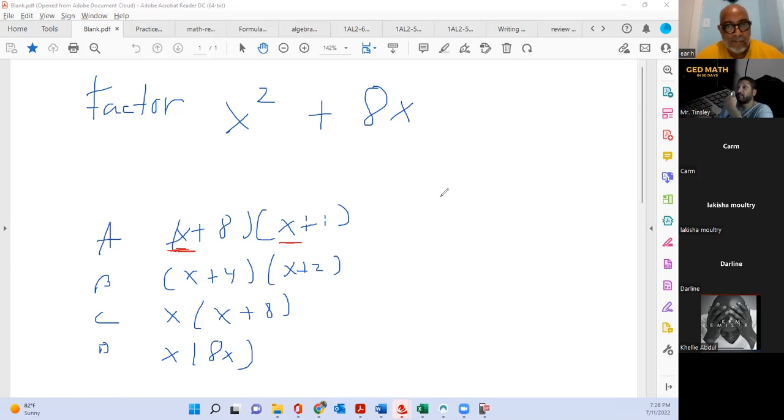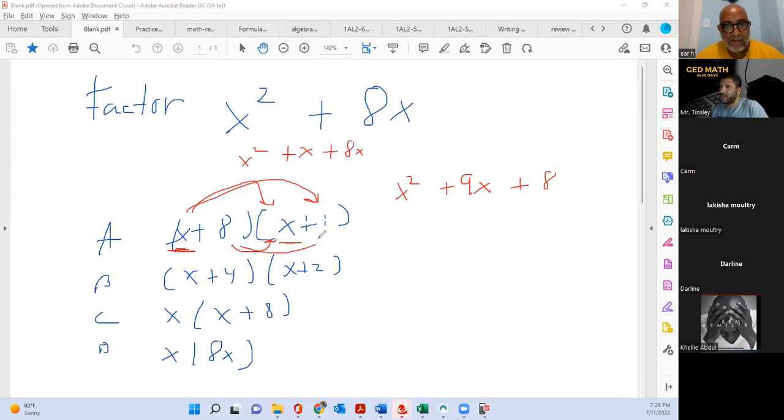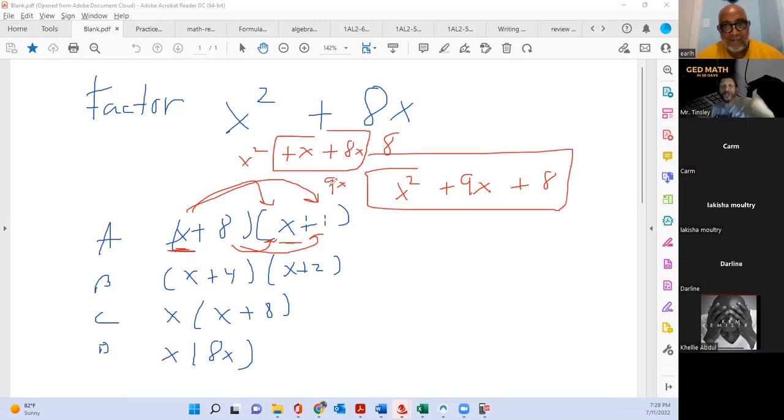What's 8 plus 1? 9. X squared plus 9x. What's 8 times 1? 8. Stop playing. Mr. Tinsley, don't tell me it's that easy. Well, let's prove it. Watch. X times x is x squared. X times 1 is x. 8 times x is 8x. 8 times 1 is 8. Combine like terms, 9x. Look at that. So what you should notice about multiplying binomials is a pattern. I add them and then multiply them.